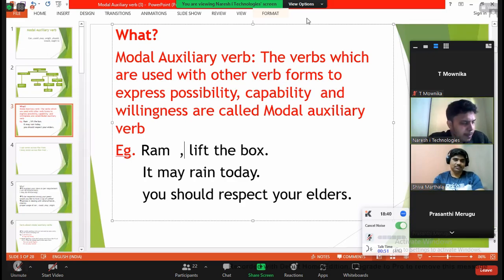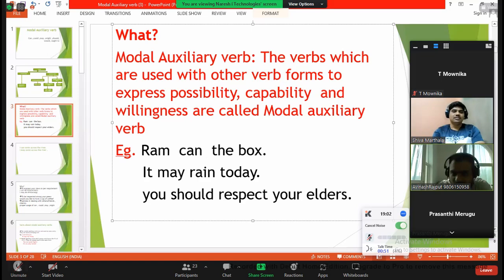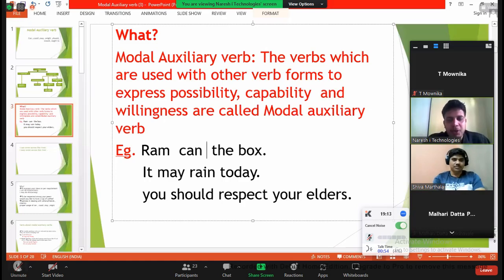So here we go. Ram lift the box. Now let's say if I remove this, what's the meaning? There is no action, sir. No meaning. After can, we will have to use a verb. So Ram can the box. What's the meaning? There is no meaning, because no action, sir. Verb.